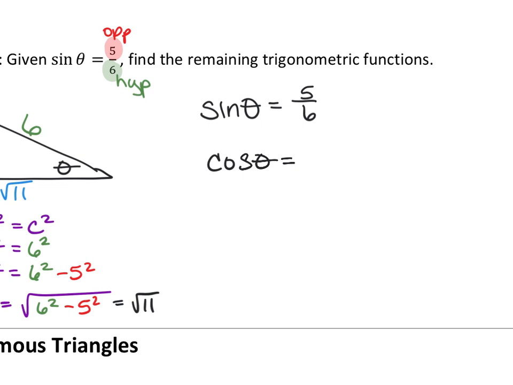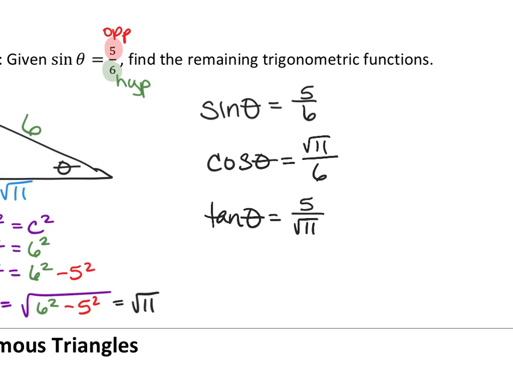Remember cosine, SOHCAHTOA. 5 over square root of 11. Okay, SOHCAHTOA. So adjacent, hypotenuse. What's the adjacent side? Square root of 11. What's the hypotenuse? 6. SOHCAHTOA. I just wrote TOA. So tangent is going to be the opposite over the adjacent, which would be 5 over square root of 11.